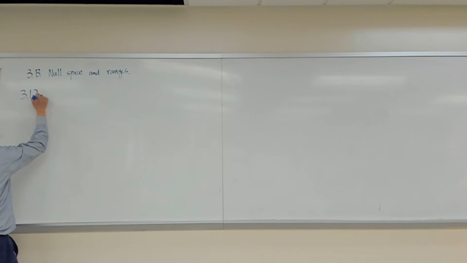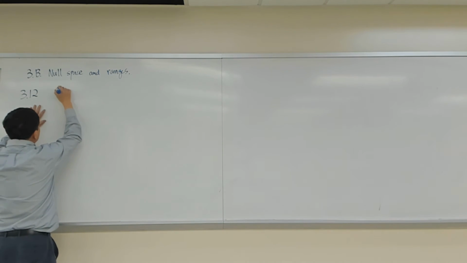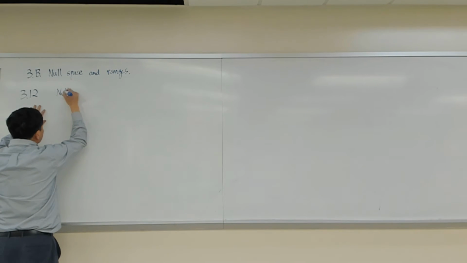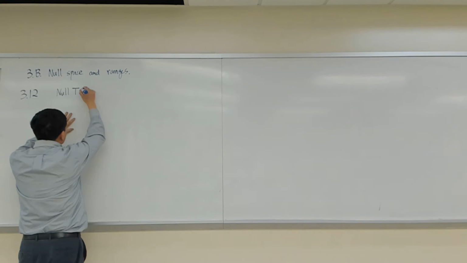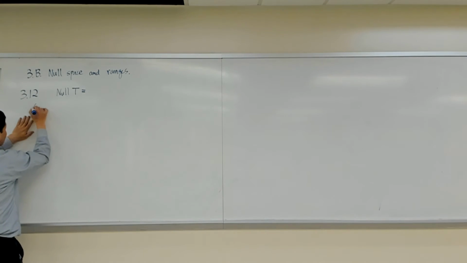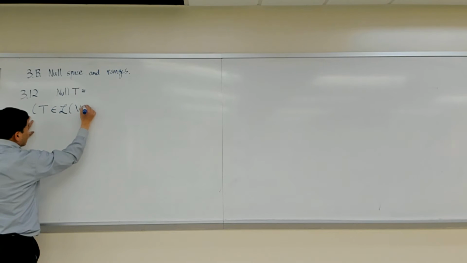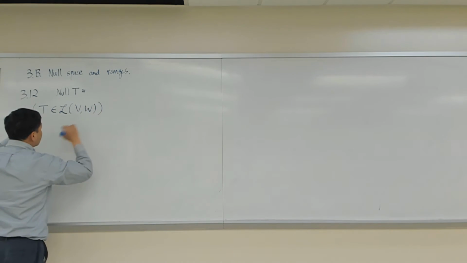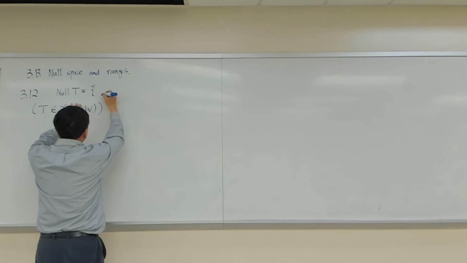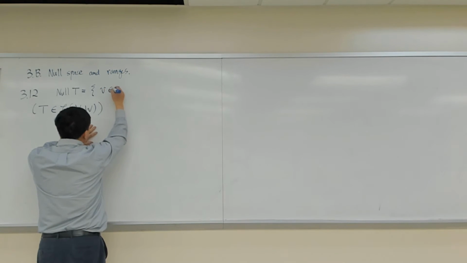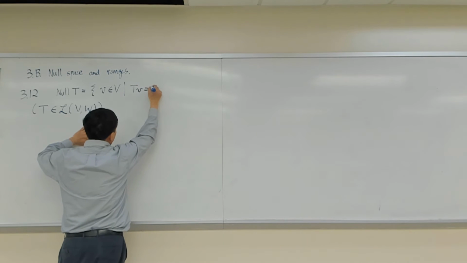So we're at 3.12 in the textbook, and there it defines the null space of T. So here we are assuming that T is a linear map from V to W, okay? So here, null of T is all the vectors in V such that T of V gives you 0.